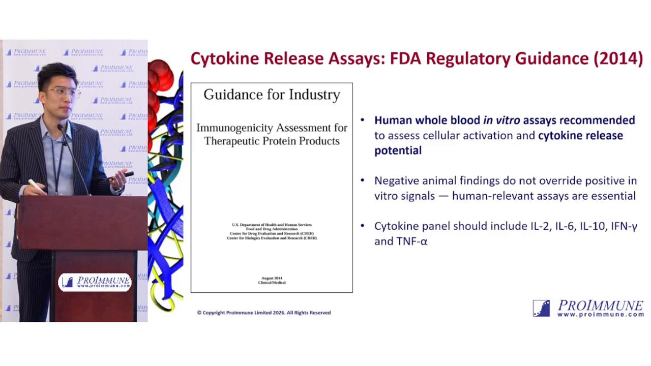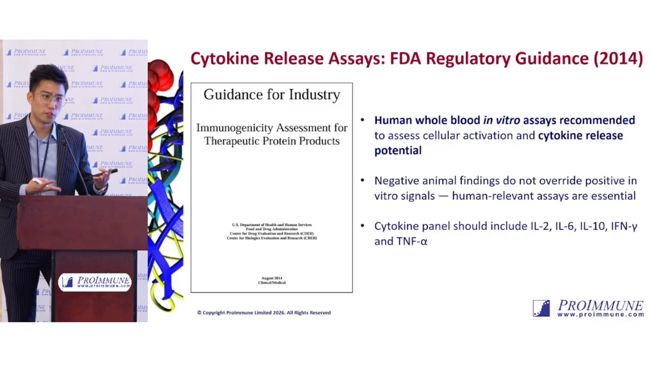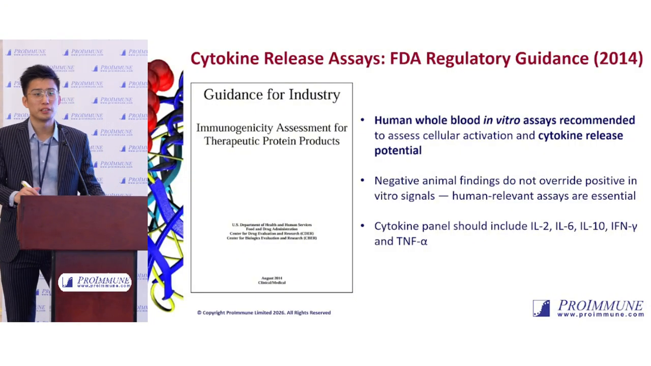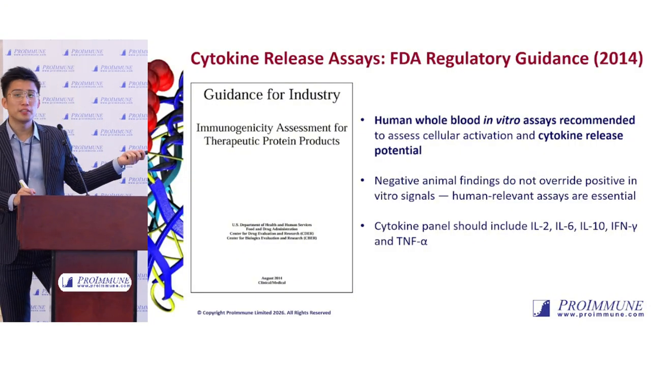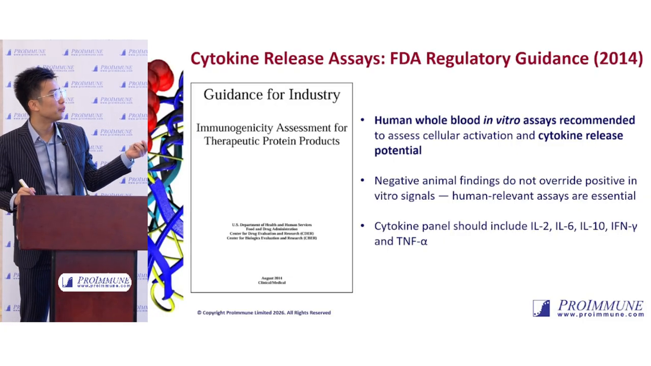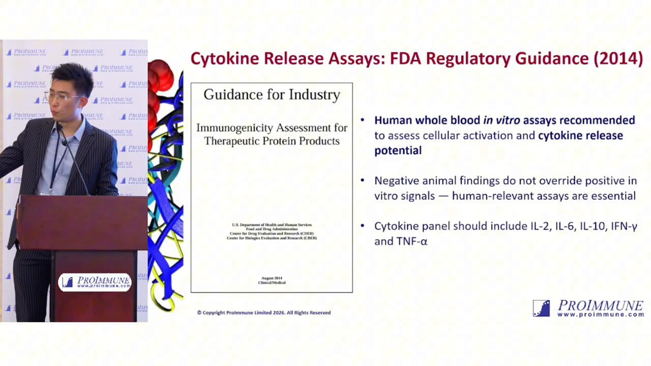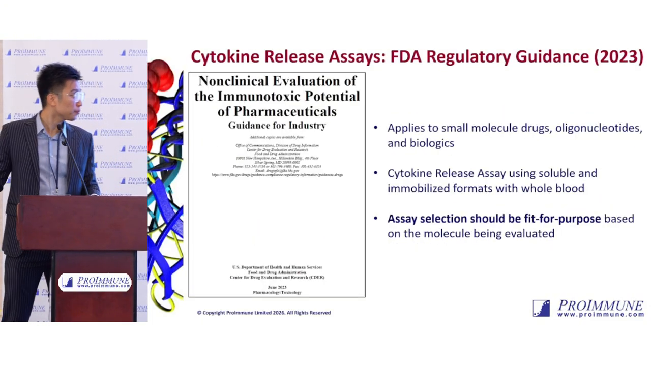And if we see something in the in vitro assay using undiluted whole blood, that should, of course, take precedence over what you see in the animal data. So human relevant assays are essential in this case, and the cytokine panel should include IL-2, 6, 10, interferon gamma, and TNF-alpha, which is already in our cytokine panel that we test.